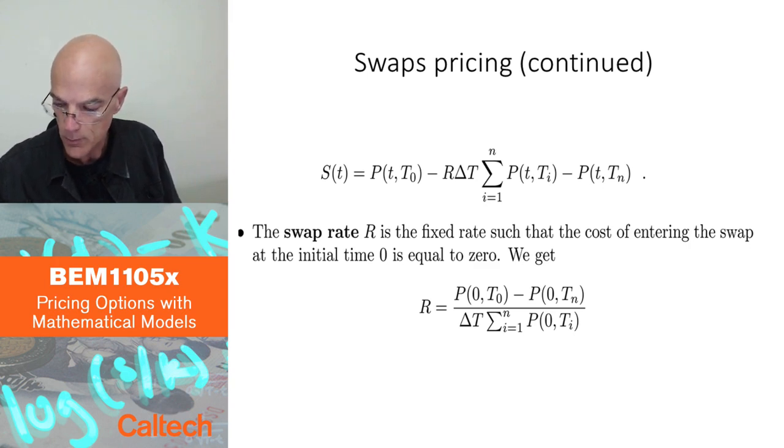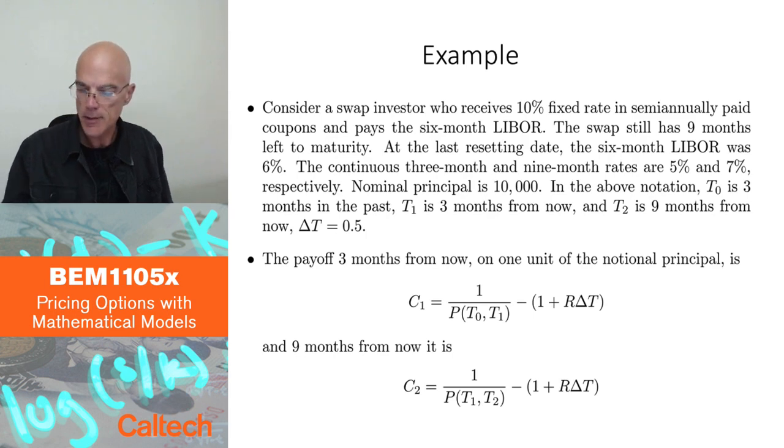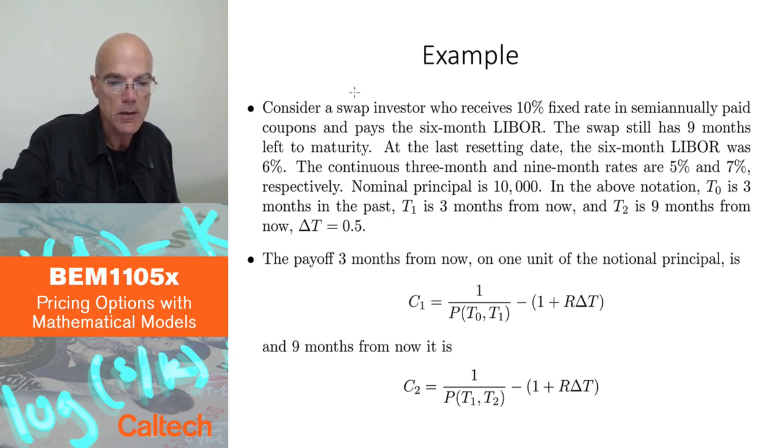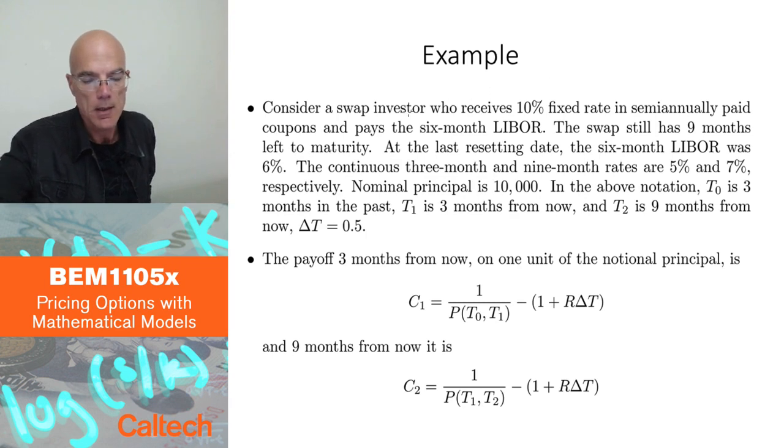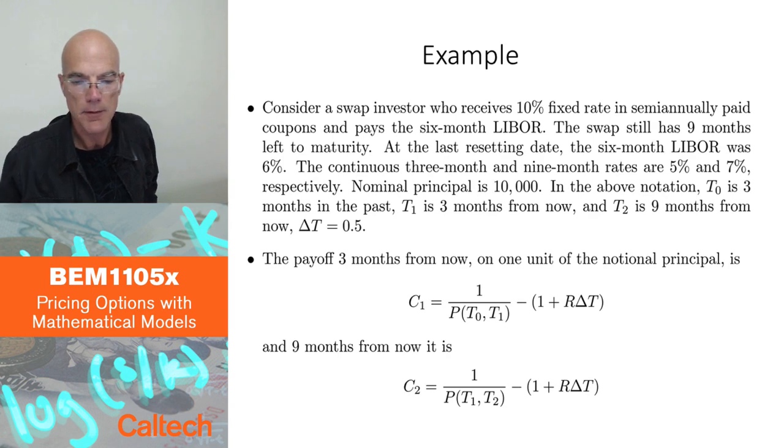Let's move forward. Let's do an example just to fix the ideas and put some numbers in here. Let's assume that there is a swap counterparty, a swap investor, who receives the fixed rate. So he receives the 10% fixed rate, so he's short the swap. The payments are every 6 months, semi-annually, and the investor pays the 6-month LIBOR rate.